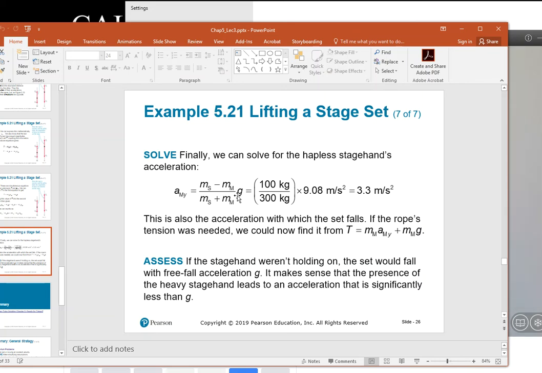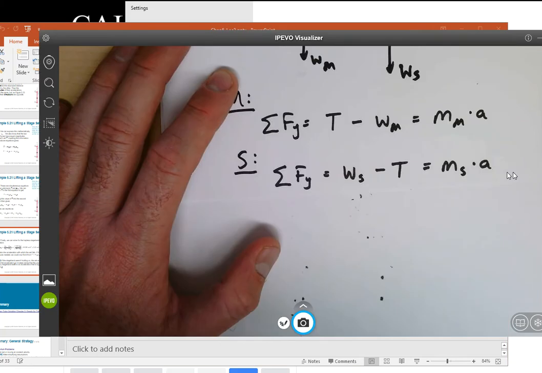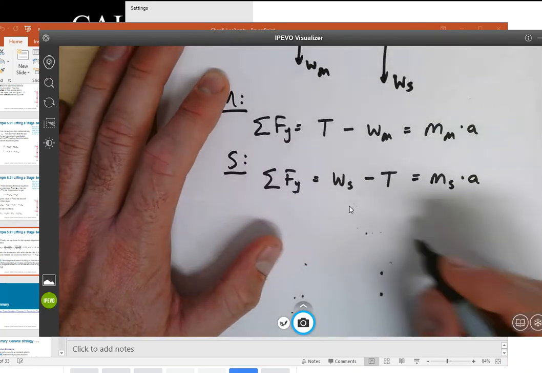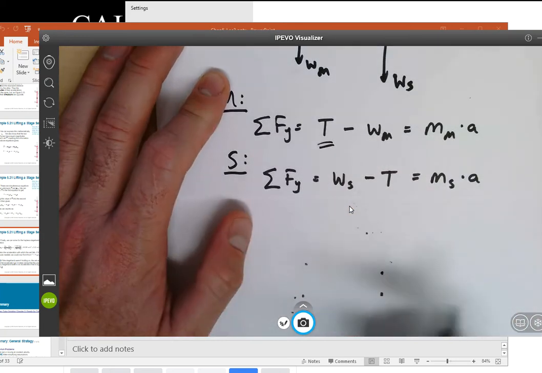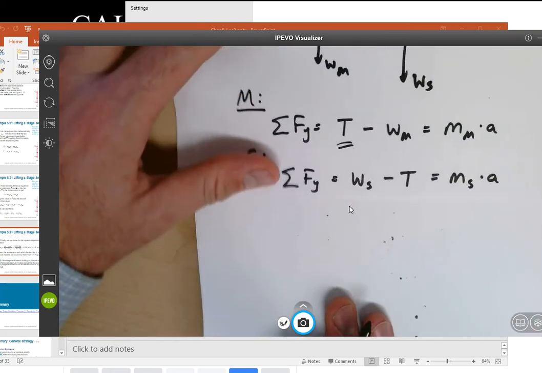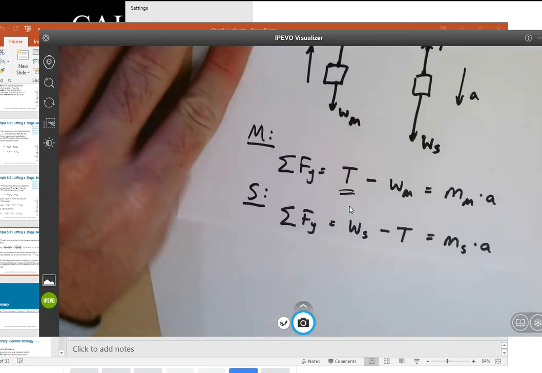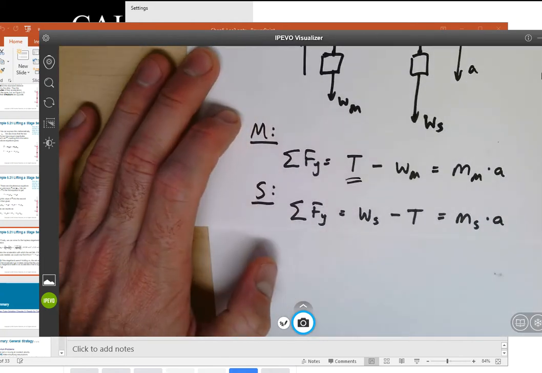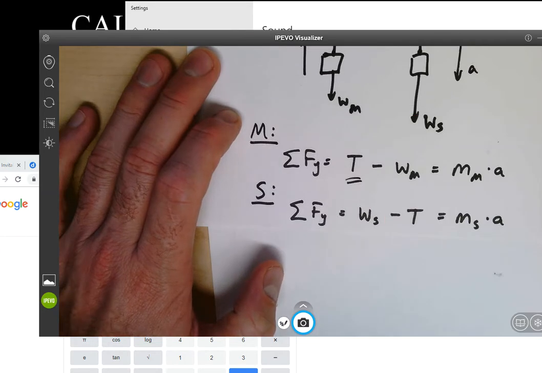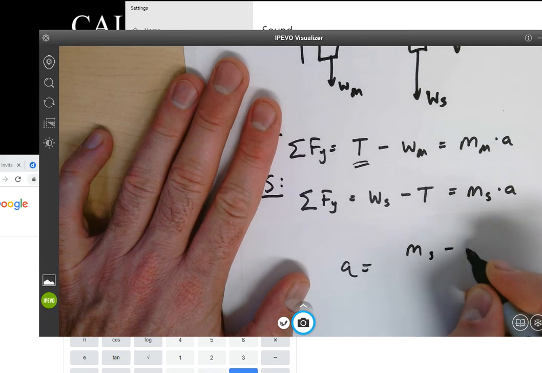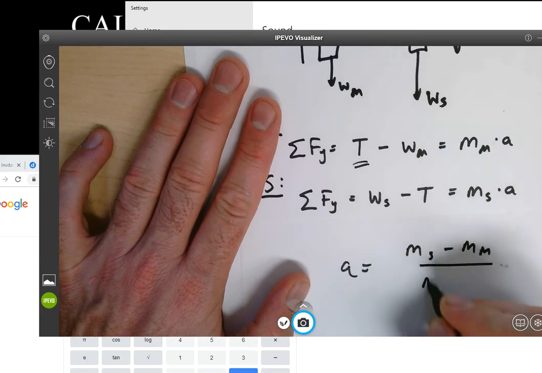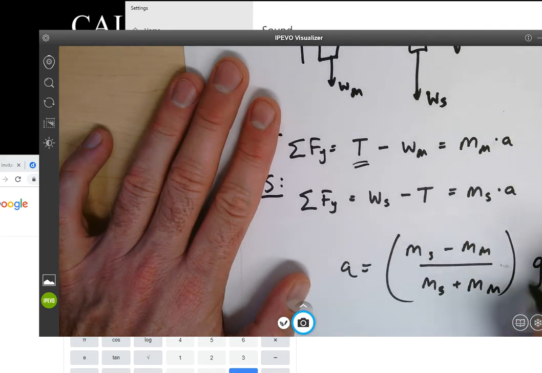Just reiterating here, I won't exactly retrace all their steps, but these two equations here, you can solve for tension and then plug that into the second equation, and that will help you to solve the problem. So finally, the solution is that the acceleration is equal to the mass of the set minus the mass of the man, divided by the mass of the set plus the mass of the man, and then times the acceleration due to gravity.